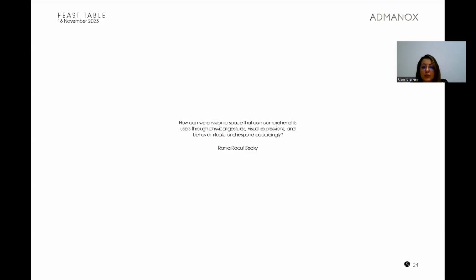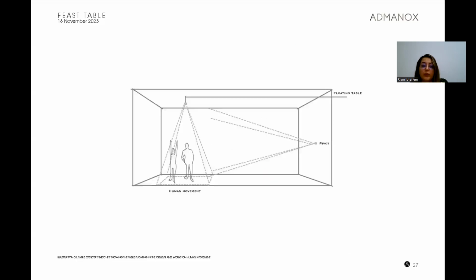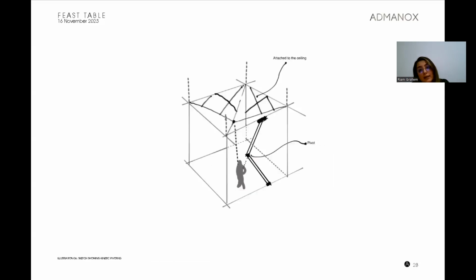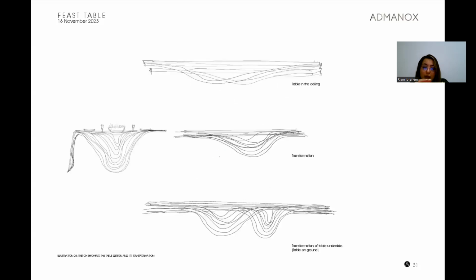and respond accordingly? So the concept talks about, like I said, a foldable table, easy to move, easy to maneuver, movable, human movement, and it's a floating table. It's attached to the ceiling, and then when the event is ready, it comes down. And the idea is that there's a transformation in the process of this table, like you see in this sketch. So the table on the ceiling, and then transformation, and then the legs come out.